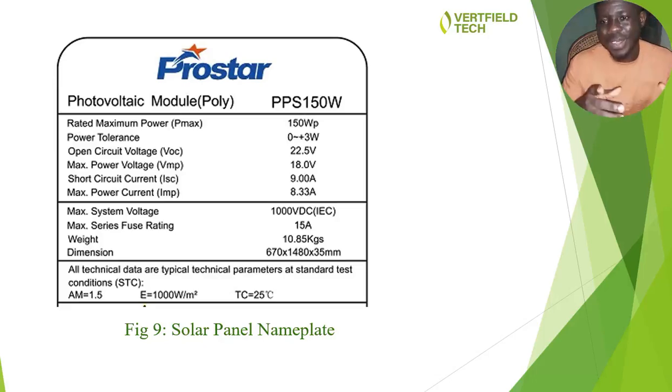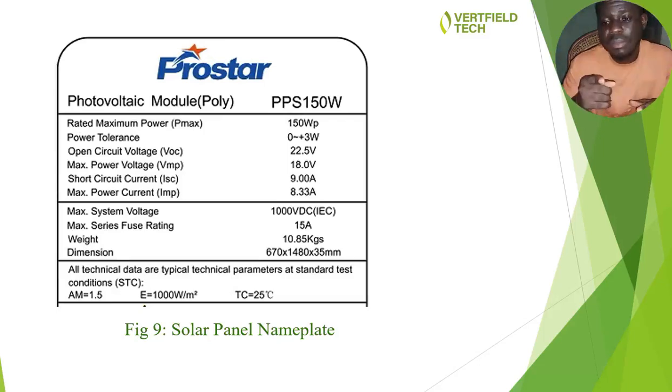Yes, we are gradually coming to an end of this tutorial video. So once again, this is a similar solar panel nameplate that we showed earlier. From the model number PPS 150 watt, it is shown that this is actually a 150 watt solar panel. And the other things you can see on my screen are the parameters of this 150 watt solar panel. You can see the maximum power Pmax to be 150 watt.